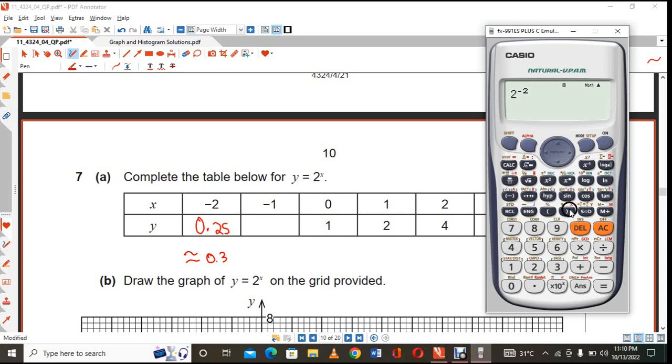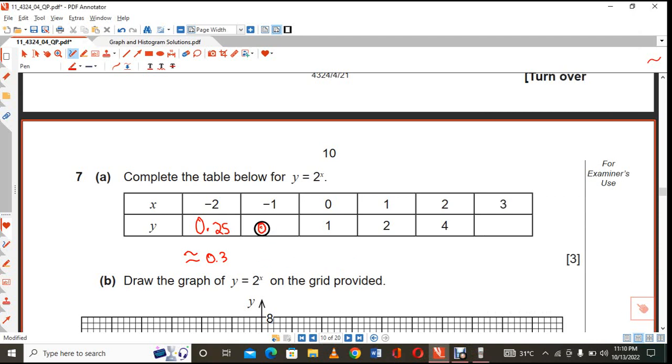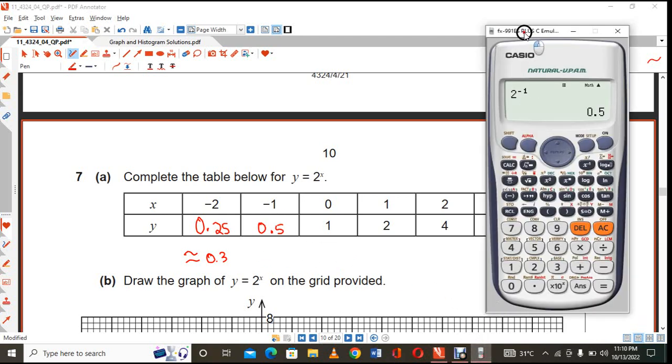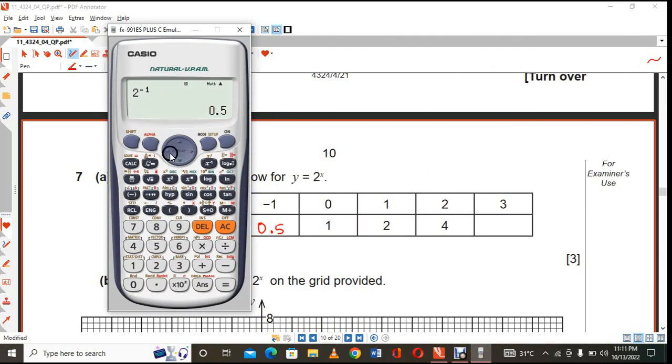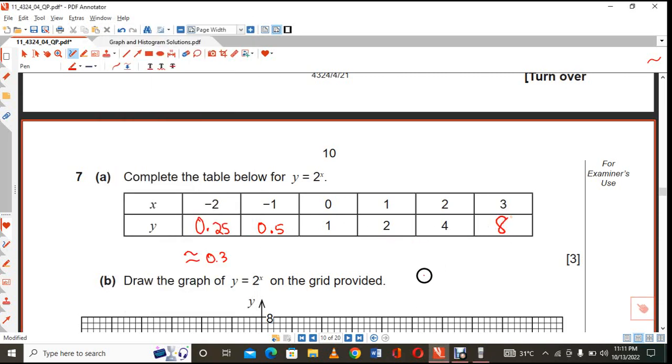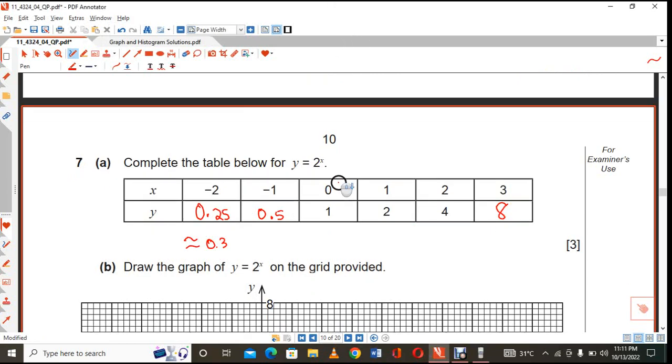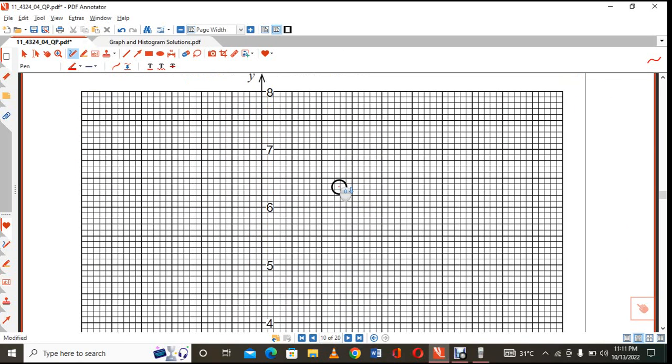And then you go back and you put 1 there, because -1, you get a half, which is 0.5. It's better to give the answers here as decimals, and then you get 3, well, nothing. 2 raised to the power of 3 is 8, so you have got 8 here, and you have got your 3 marks. Okay, so you must remember all of those, and now you are ready to plot.